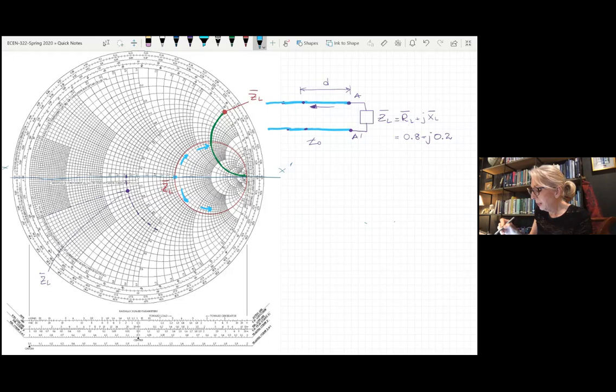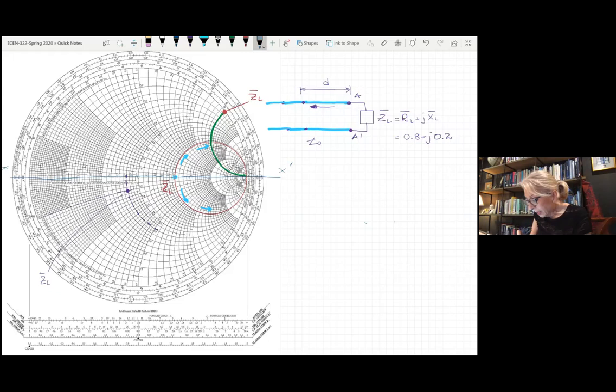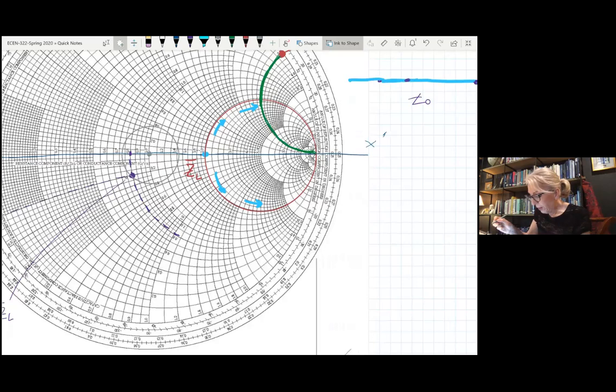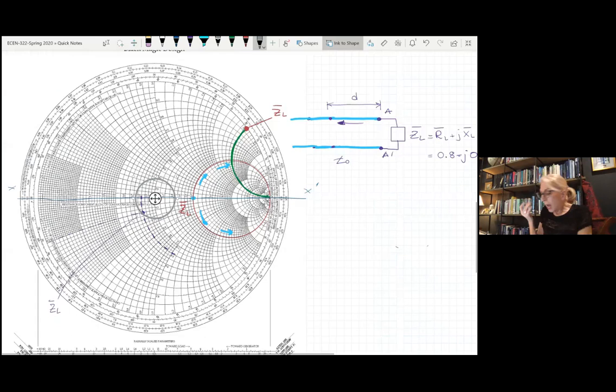Let me get a new one. This gray one. And this circle has its center at the center of the Smith chart, and then it moves like this. Now I need the shape. And this is called the VSWR circle. Perfect. And make it a little thicker so you can see it. Perfect. So these are the only three circles I can utilize for this problem where I have a load at the end of a transmission line.